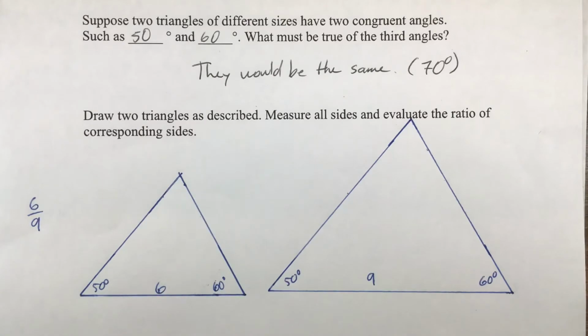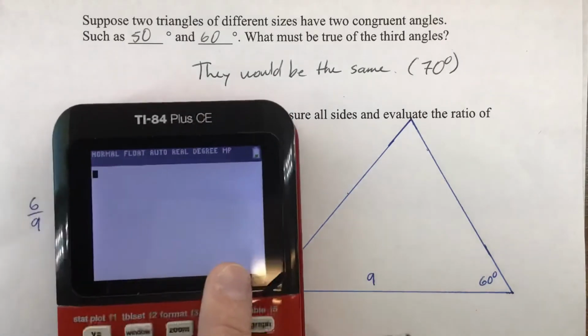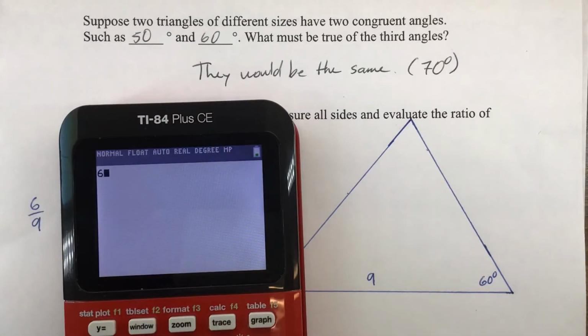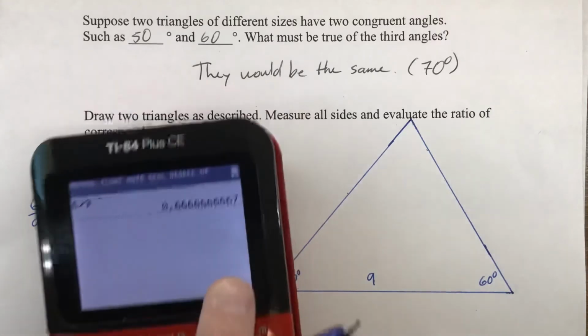All right, so I'm going to go ahead and evaluate this in the calculator just so that I can see it as a decimal. 6 divided by 9, of course, is the same thing as 2/3. That evaluates as 0.6 repeating. Okay, so let's keep that in mind.